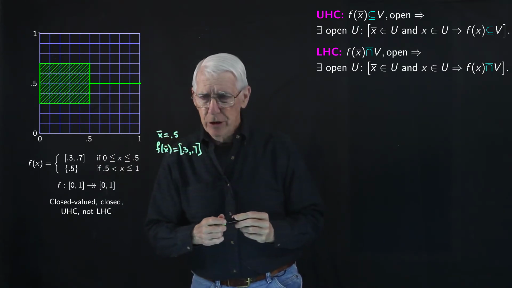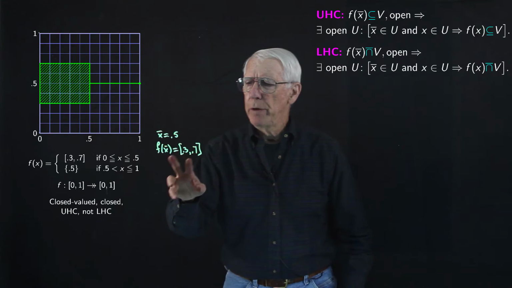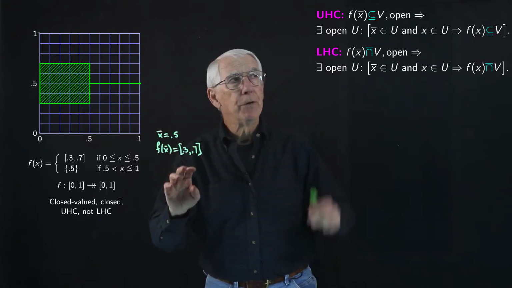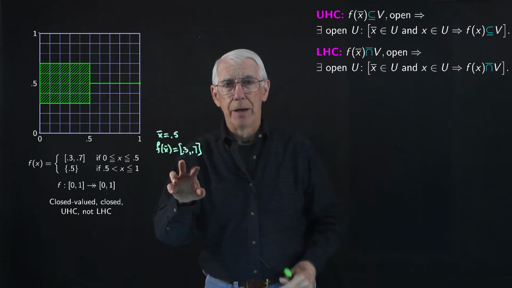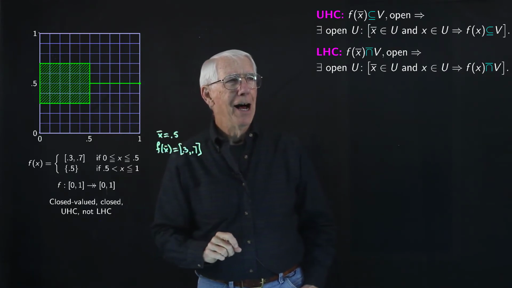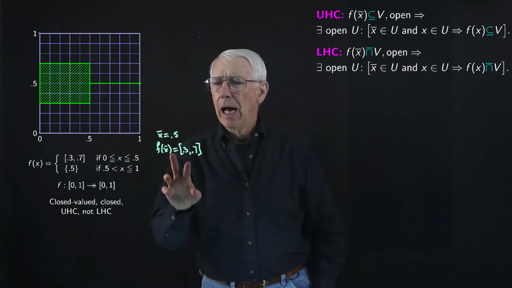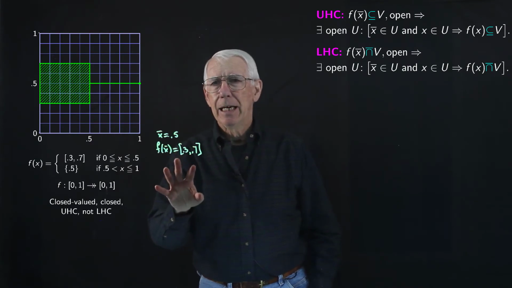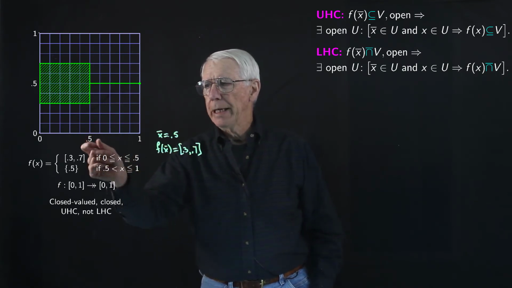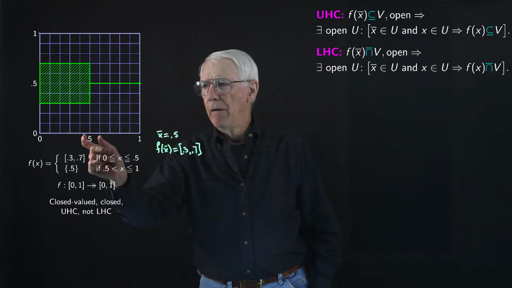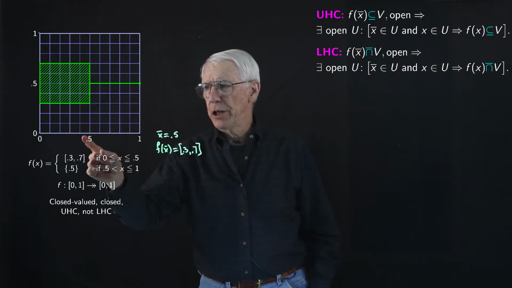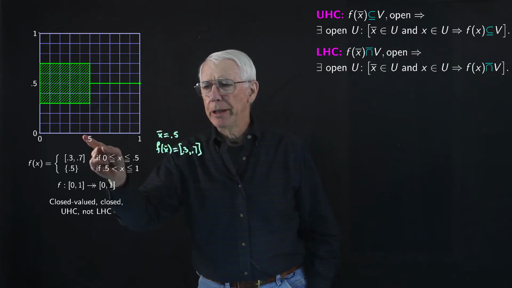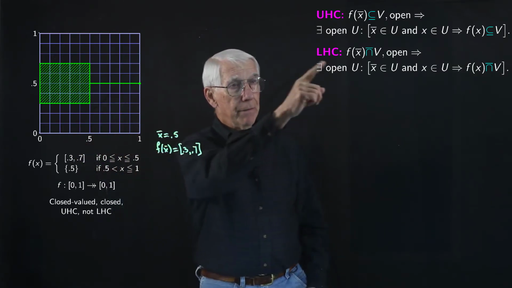And so what we need to do is show that for any open set V that contains this closed interval, that's F of x bar, we can find an appropriate neighborhood of x bar down here in the domain. And by appropriate, I mean one such that every x in the neighborhood gets mapped into that set V.